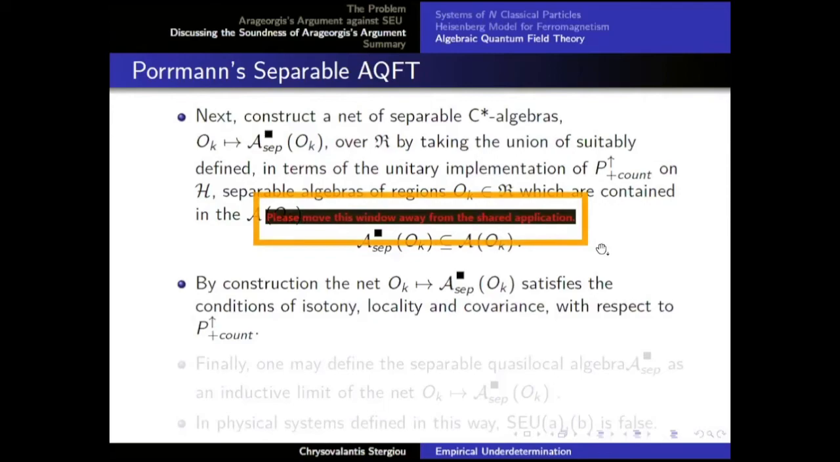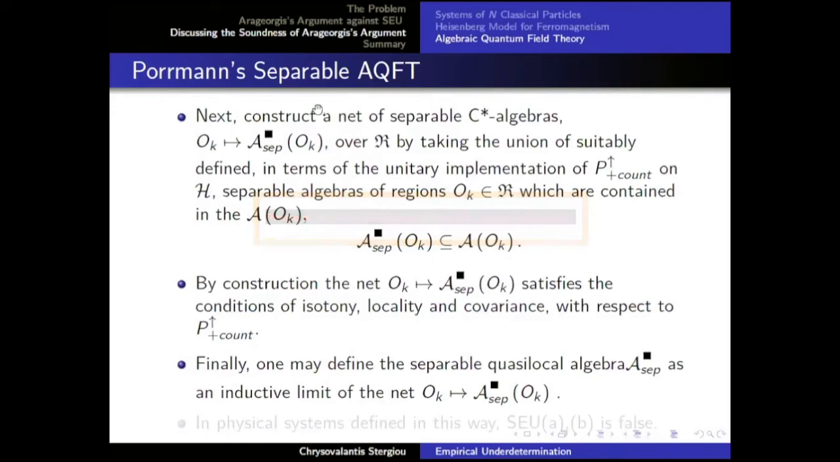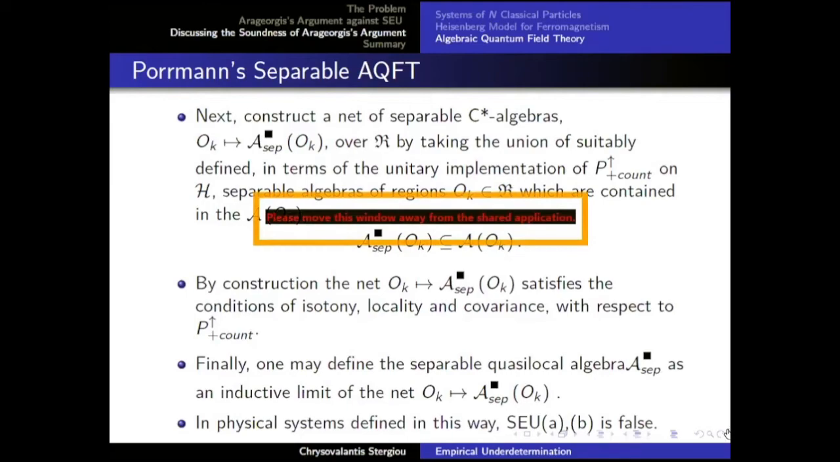by construction, the net satisfies the conditions of isotony, locality, and covariance with respect to this group, however, to the dense subgroup. And finally, since we have this net of separable algebras, we may define the separable quasi-local algebra as the inductive limit of this net. And of course, since here everything is separable, the strong empirical determination thesis is false.